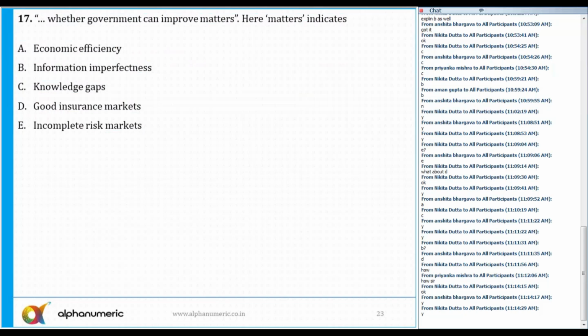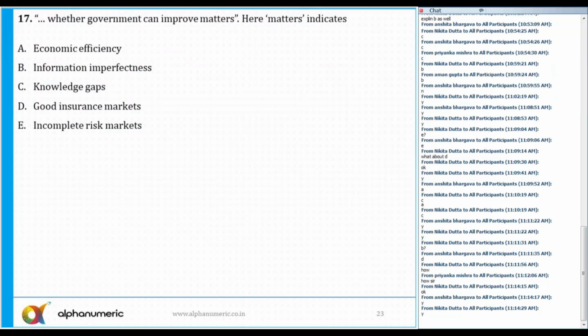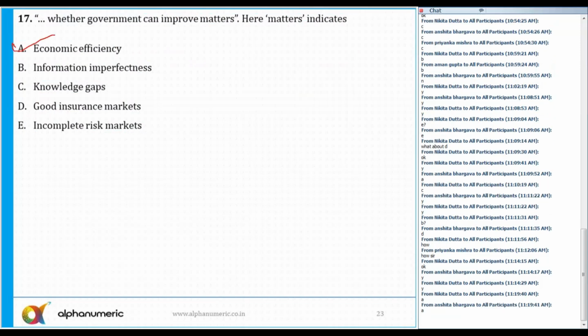Based on this, question number 17, whether government can improve matters. Here, matters indicate what? Obviously, economic efficiency. This passage was about economic efficiency. Yes, the matters that he's talking about is economic efficiency. Okay.